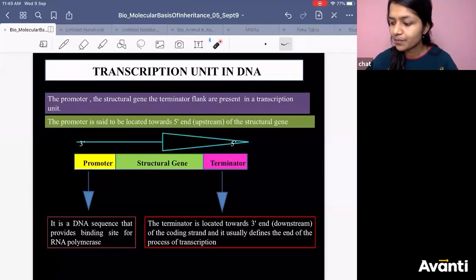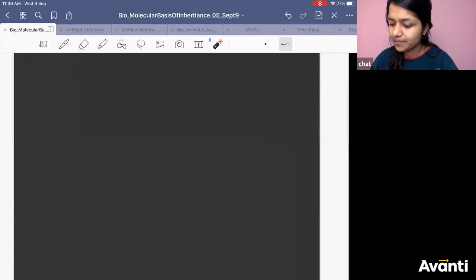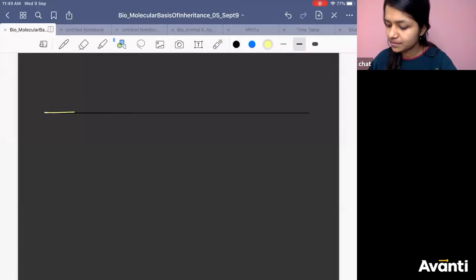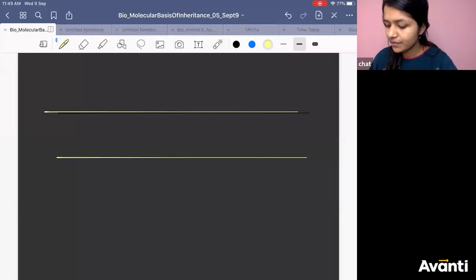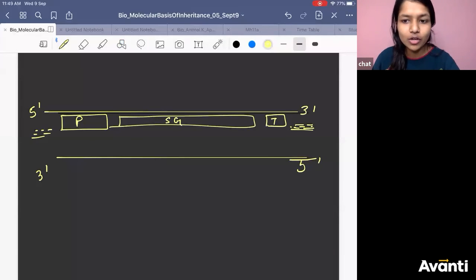There is a homework for you. You can find this out. The homework is this. So here, if this is 5 prime, 3 prime, this is 3 prime, 5 prime. I will have promoter here, right? Promoter. Then I will have structural gene here. And then I will have terminator. Before promoter, there are some genes. And after terminator, there are some genes which will not get transcribed, which will not form RNA. Obviously, they will not form RNA.